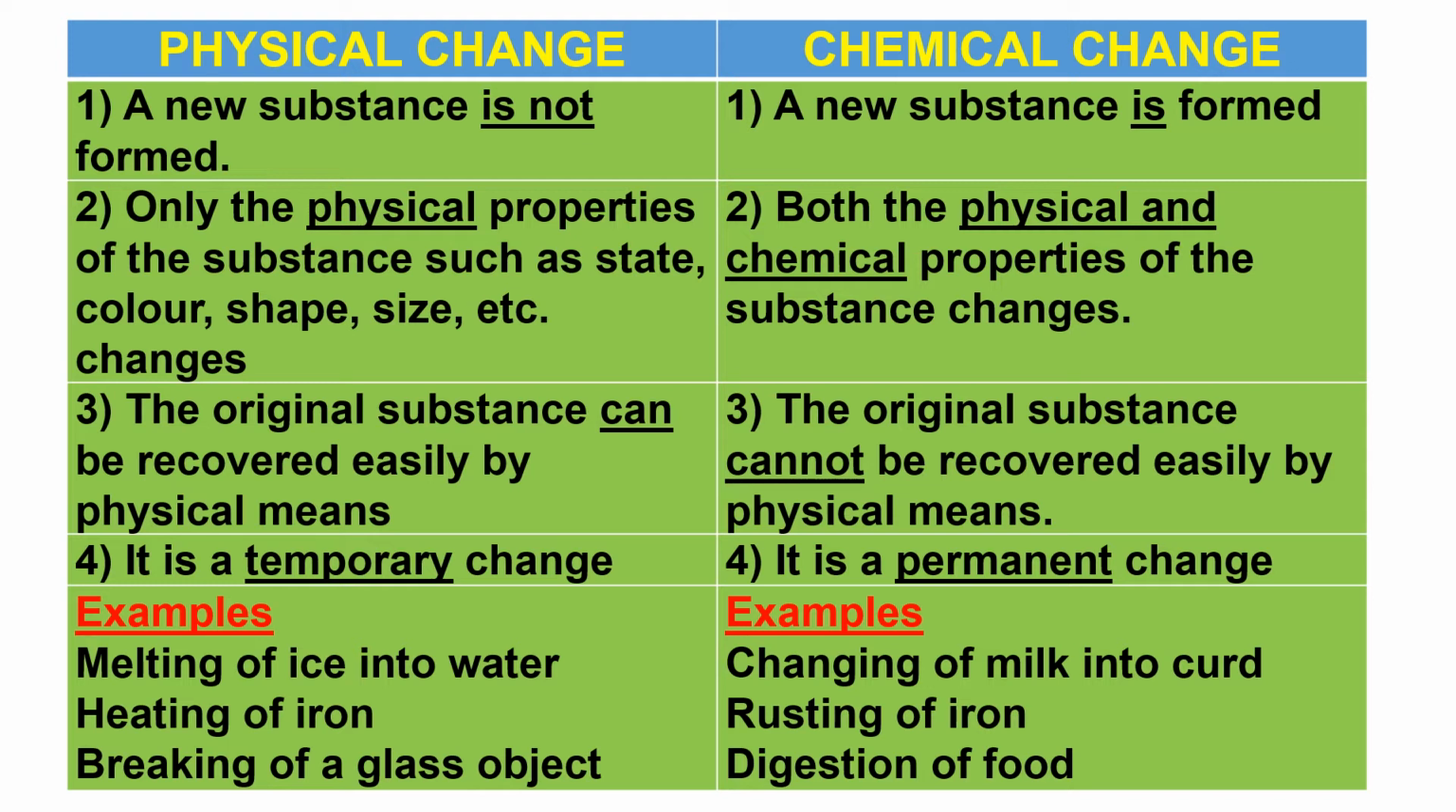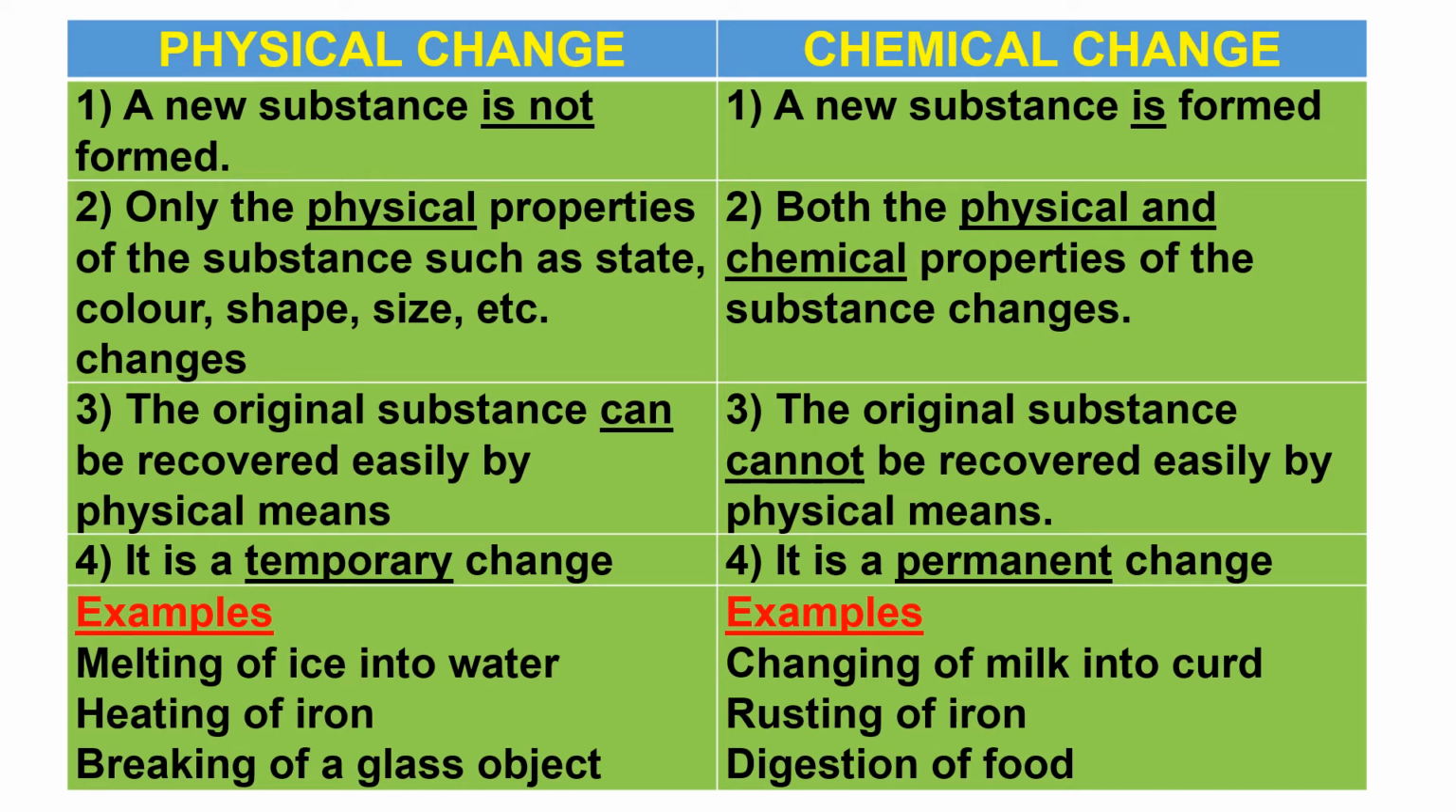Can I get back my original iron? Yes. On cooling, you will get back your original substance. That was your gray colored iron. And it's a temporary change. Again on cooling, you got it back, the original grayish iron. Only when you heated it, it became red hot. Again on cooling, it will become grayish in color again.